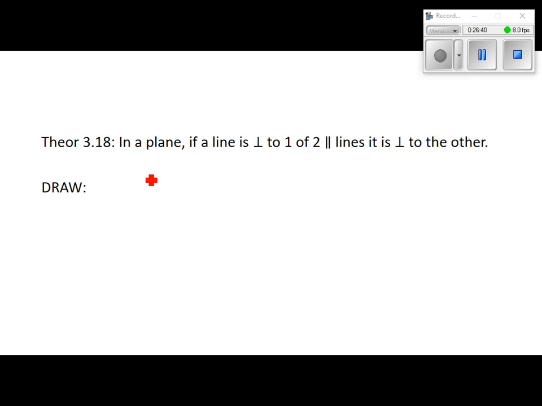Next theorem, we're going to draw this together in a plane. So this is telling you that everything's got to be all in one plane. If a line is perpendicular, remember that means it forms right angles. A line is perpendicular to one of two parallel lines, that symbol means parallel, then it has to be perpendicular to the other line.